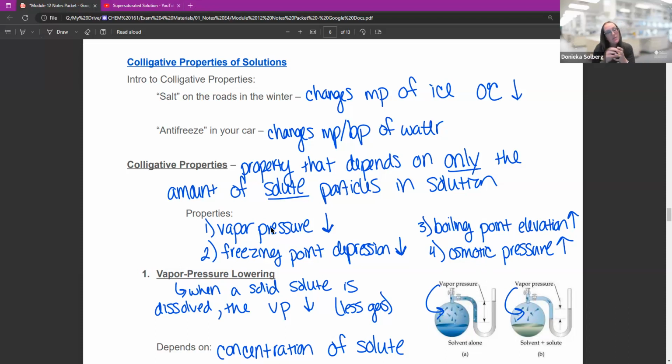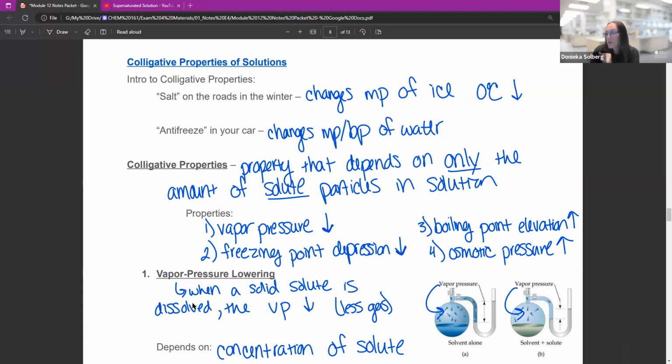If you have a liquid in there, the amount of vapor pressure in the top part actually decreases as you have more stuff dissolved. Freezing points also decrease. It's called freezing point depression. That's how the salt on the roads works. Boiling point elevation, so we raise the boiling point, and osmotic pressure also goes up. So these two increase with more solute and these two decrease with more solute.